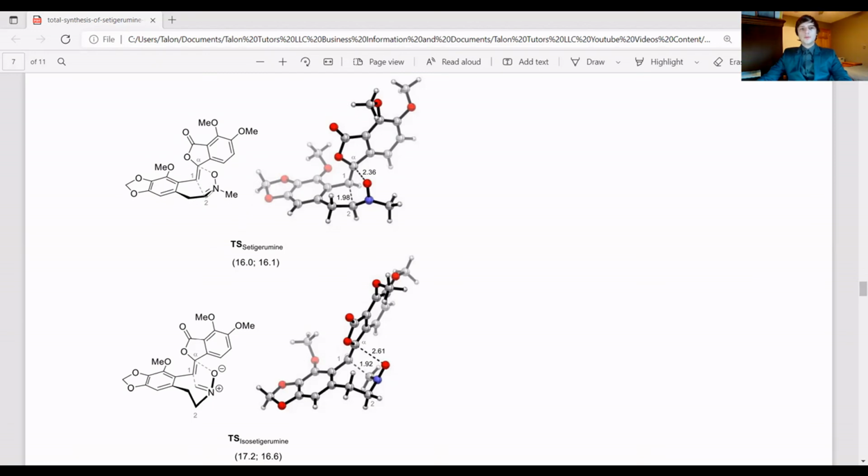So to restate essentially what they want is that they wanted this C2 position to add and cyclize to form their spirocyclic product of Setigerumine. And in this transition state, we can see that now. We see with the alternate potential for the N-methyl group to form a ring, we can see that here, and that can occur through these interactions, and that leads to the isosetigerumine, which is the undesired product, but ultimately needs to be accounted for.